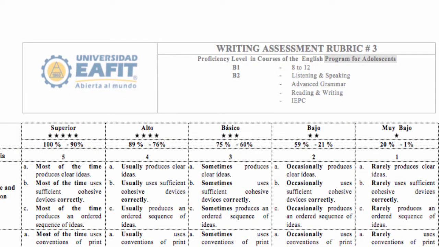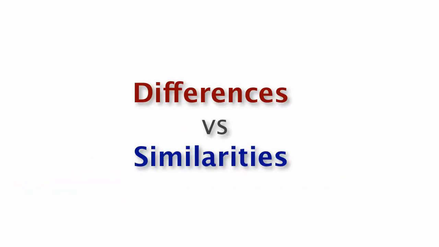Rubric 3. Rubric for adolescents at the B1 and B2 Common European Framework levels. Courses included are 8 to 12, plus advanced courses in the adolescent program. Let's see the differences and similarities in the 3 writing rubrics. First of all, let's analyze the criteria.